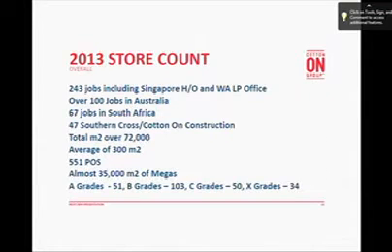Some stats: it created 243 jobs, with over 100 of those in Australia and 67 in South Africa, with a total of over 72,000 square metres at an average of 300 square metres per store. They had 551 POSs, and almost half of those metres were mega stores, so all those brands under one roof. The type of stores down the bottom: our A-graders, our biggest profit stores, we made 51, and then we had a sort of even spread for the rest, B-grade stores and C-grade stores.